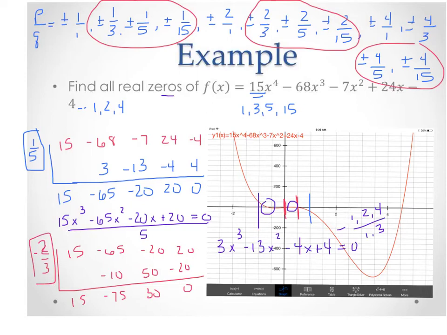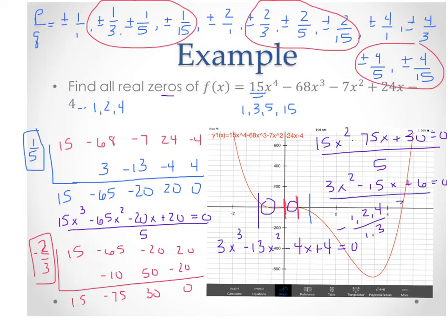Okay, so now we're down to 15x squared minus 75x plus 30. And it looks like, again, we can divide everything by 5. So we're down to 3x squared minus 15x plus 6. In which case I guess I could have divided by 15 last time, huh? So let's go ahead and divide by 3 again. And we have x squared minus 5x plus 2. Alright, so that is not factorable. So what we need to do is use the quadratic formula. So let's get a new page going.